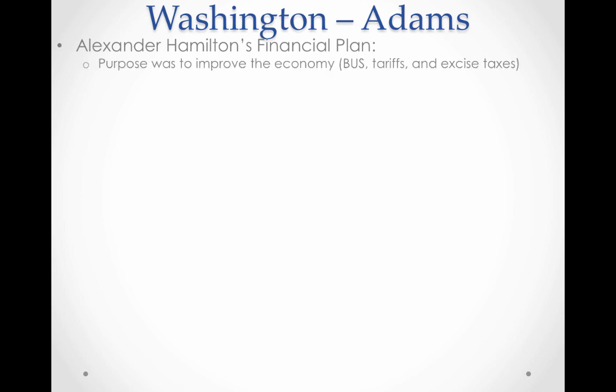He has a financial plan, and the purpose was to improve the economy. So he calls for the creation of a Bank of the United States, or the BUS, and he also calls for tariffs, or a tax on imported goods, and excise taxes, or a tax on manufactured goods.